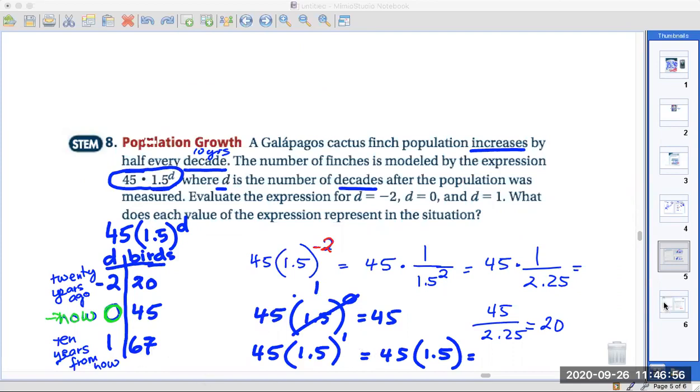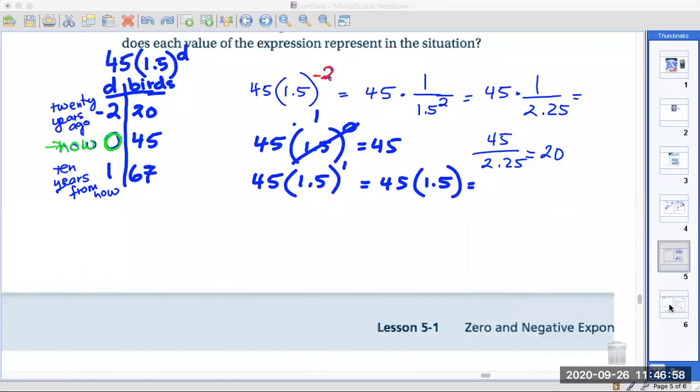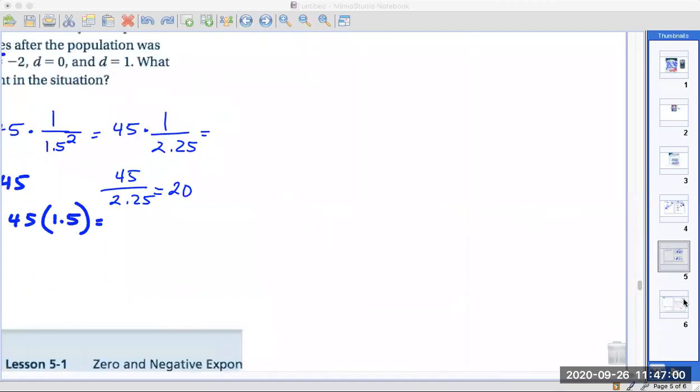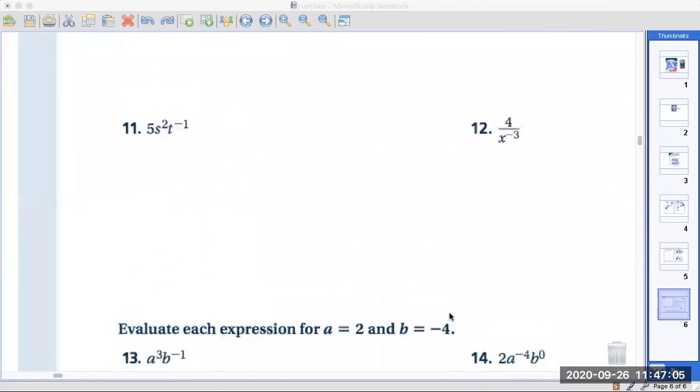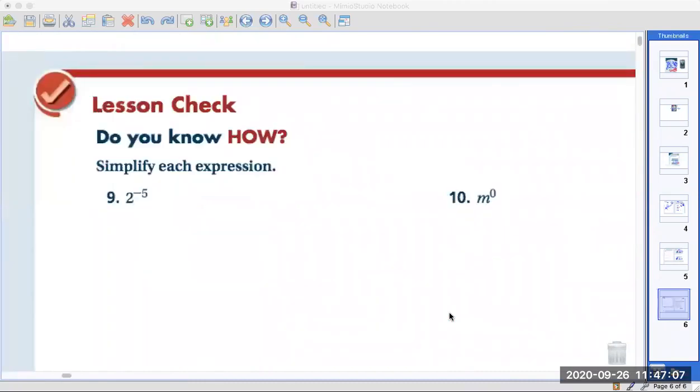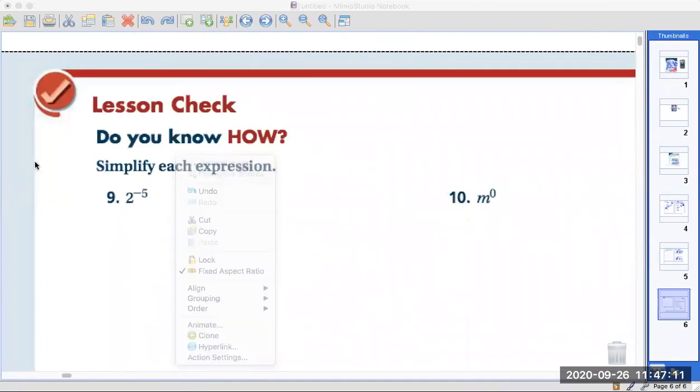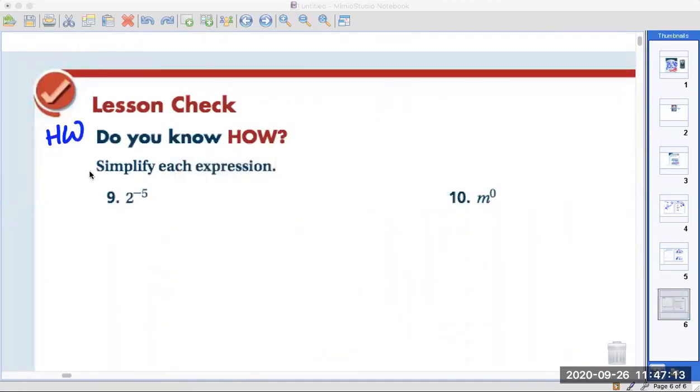Okay, now we're going to our homework. This is, I think, it for the lesson. And on the homework, we are going to do number 9. So this is on page 288. You're going to do number 9, simplify, meaning you don't want the negative exponent. Look at your examples. Anything to the power of 0 is what?